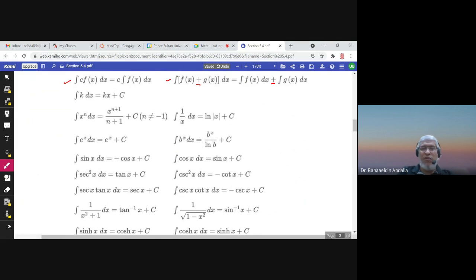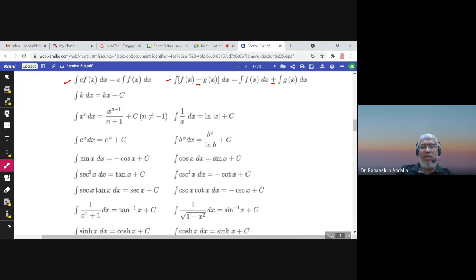Now the new formulas, what would be the integral of k dx? When I say integral, it's indefinite integral, okay? So what is the integral of k dx? Well, it would be kx plus c. Why? Because if you find the derivative of kx, it is k, and the derivative of c is 0. So the derivative of kx plus c is k. So integral k dx would be kx plus c.